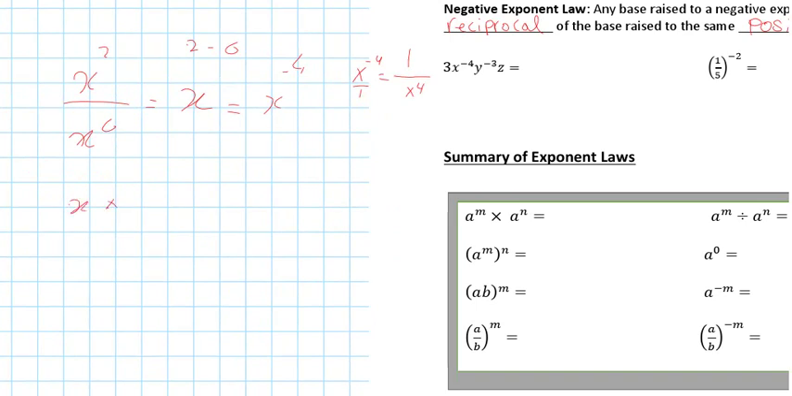So x times x over x times x times x times x times x. All right, that's perfect. Now, what happened here? They cross out each other. So cross out one from the top, one from the bottom, one from the top, one from the bottom. What do I have left? 1 over x to the power of 4. See how hard it is? Just write that as x to the power of 4.